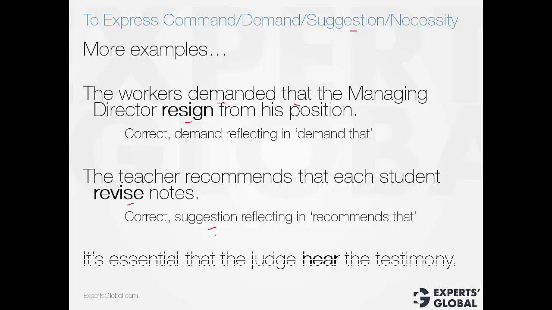One more, pause the video, do it yourself. It's essential that the judge hear the testimony. This talks about a necessity, and therefore judge here, the basic form of verb is needed. Otherwise, you would have said that judge hears something, okay? But here is the correct usage, because of the necessity being suggested here.